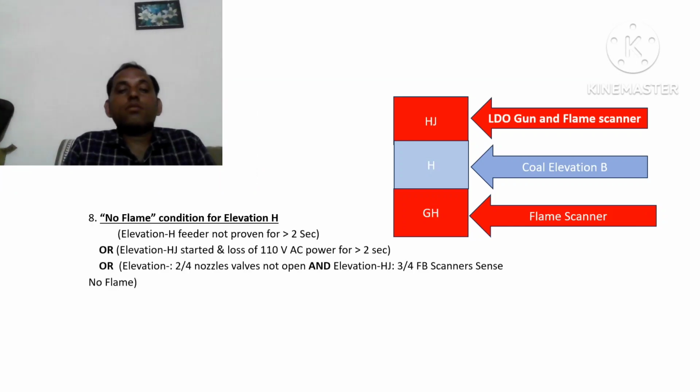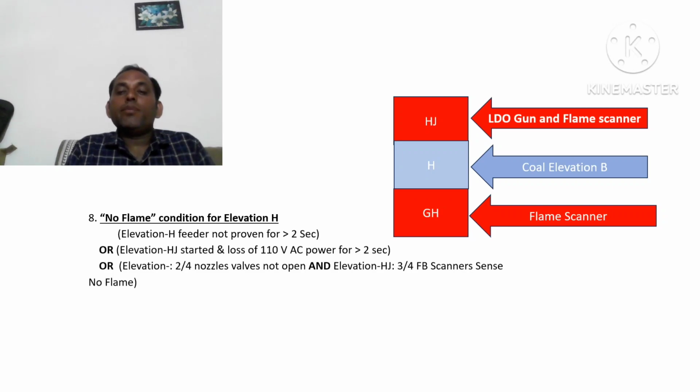The last voting condition for no flame is the no flame condition for elevation H. Actually, elevation H is mounted in between elevation GH and HJ. So the LDO gun of HJ elevation and flame scanners of both the elevations also contribute in this logic. The condition 1 is elevation H feeder not proven for more than 2 seconds. If this condition becomes true, the no flame voting condition arises from elevation H. Second one is elevation HJ started and loss of 110 volt AC power for more than 2 seconds.